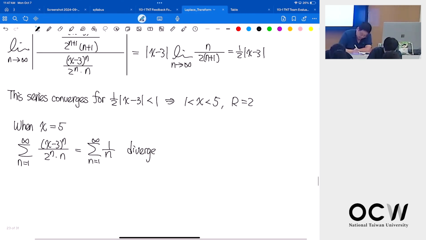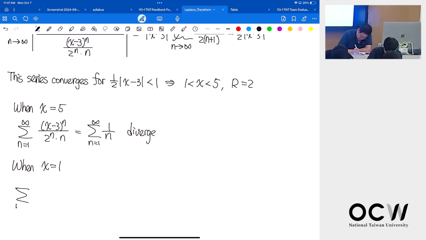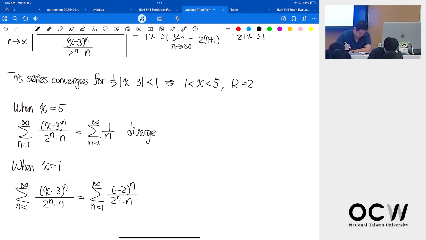When x equals 1, this summation will be (minus 2)^n divided by 2^n times n. Here we have (minus 1)^n divided by n. And in this case, this converges.